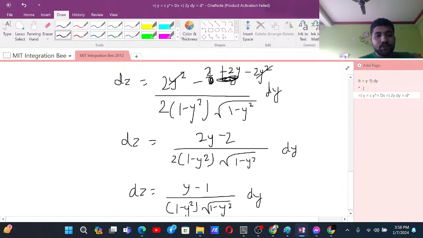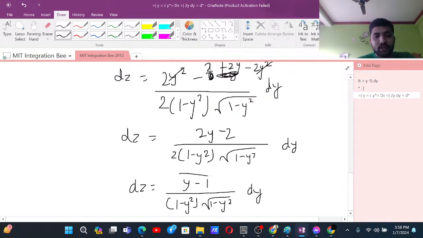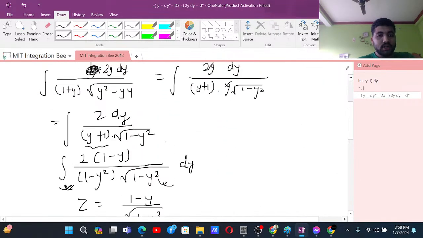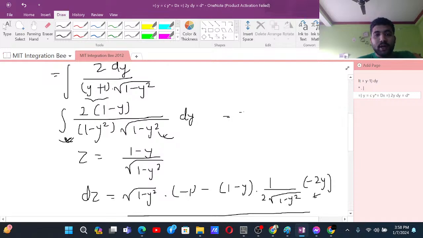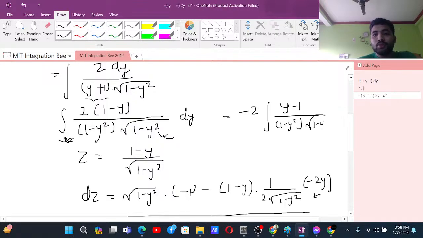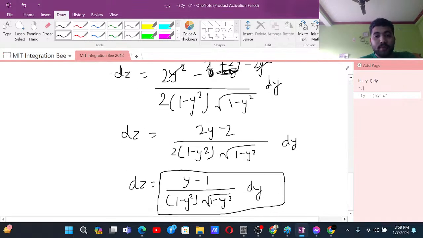Now at this point you will realize that this expression is already there in our original integral. If we take minus 2 common out, we have y minus 1 by 1 minus y square under 1 minus y square dy, which is exactly what we have over here.